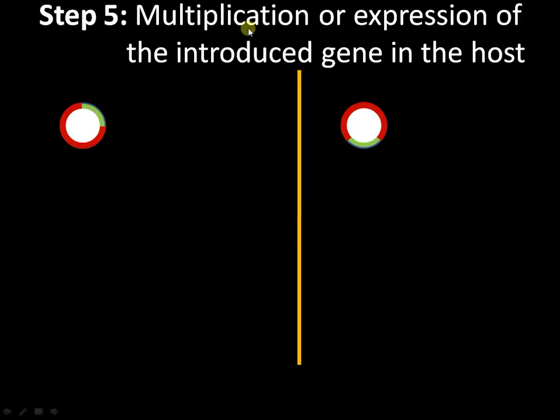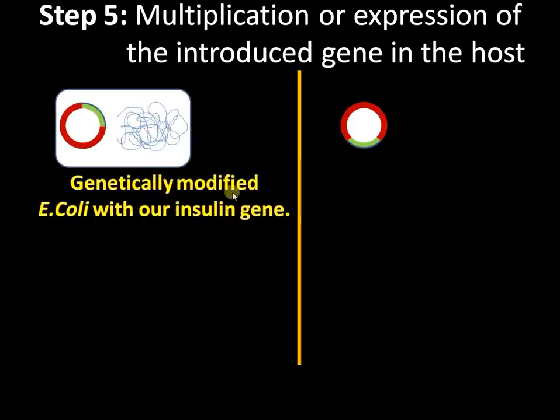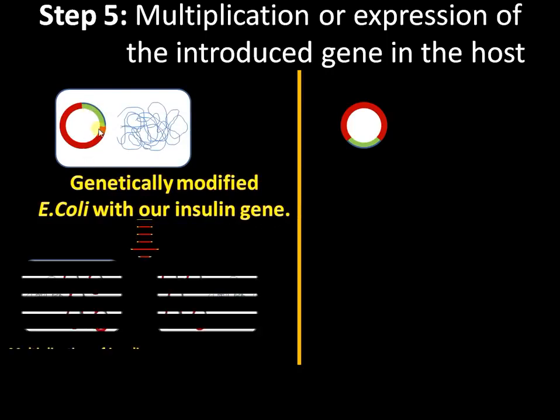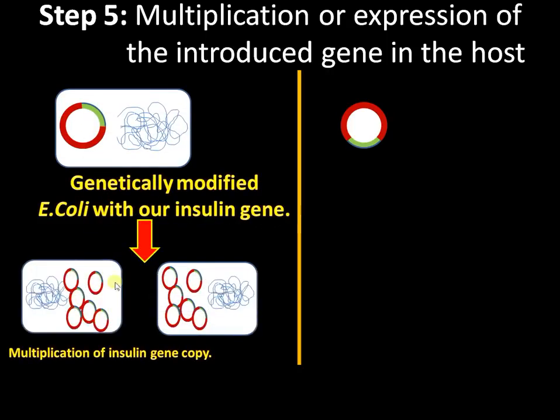Final step is multiplication or expression of the introduced gene in the host. So as I mentioned in the first slide, our intention is to make as many copies of that particular gene, or I need to make that gene product to be synthesized inside the bacterium. So we have genetically modified E. coli with our insulin gene, and this plasmid will replicate inside the host, and these bacteria will also replicate, making millions of copies of this particular gene. Our first intention is achieved. We have our gene of interest produced in millions of numbers.